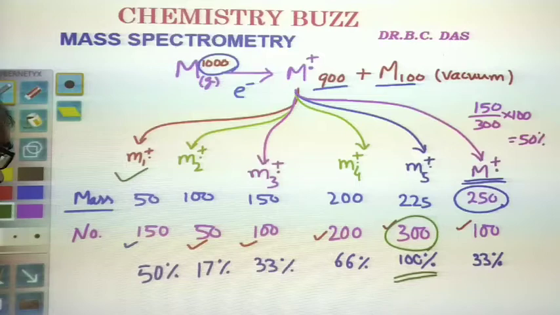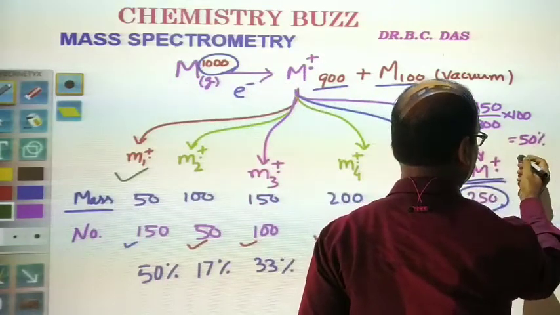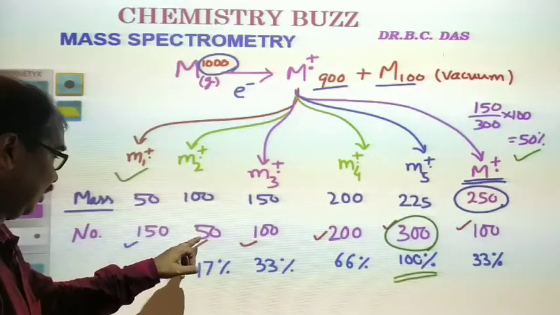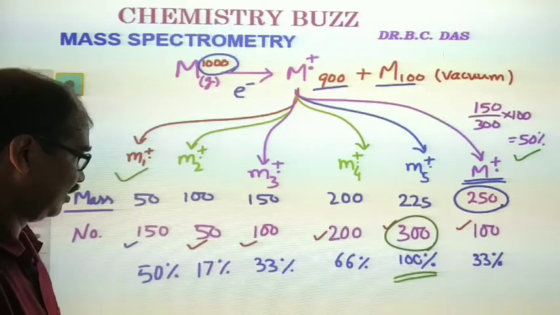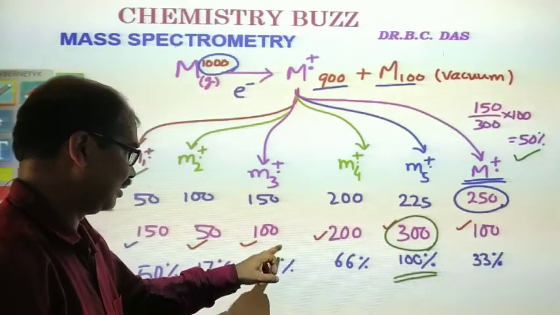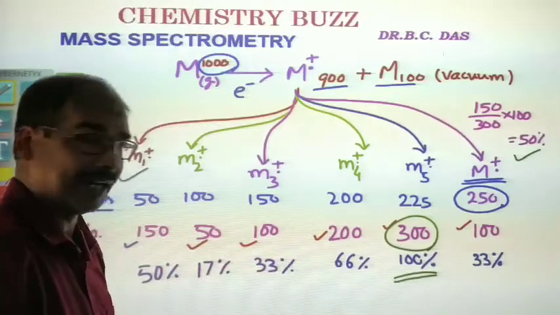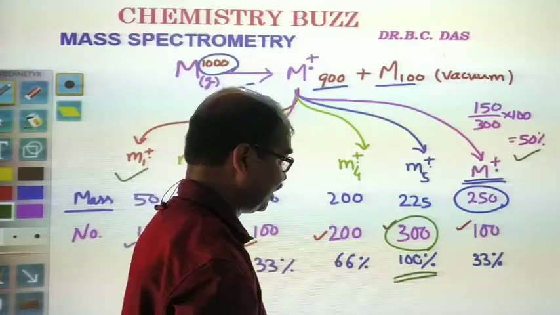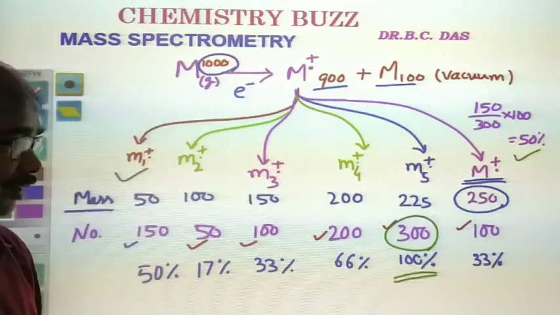So 150 by 300 into 100, that is 50%. Similarly, 50 by 300 into 100, that is 17%. So 100 by 300 into 100, that is 33%. So similarly, 200 by 300, that is 66%. Again 100 by 300, that is 33%.